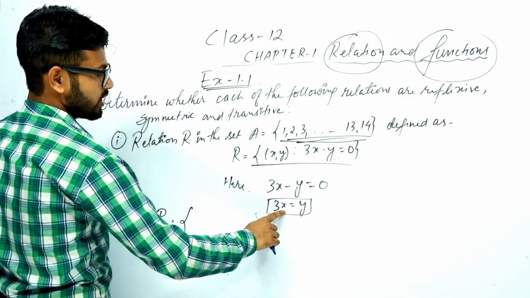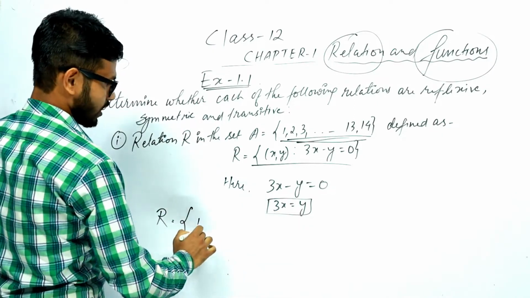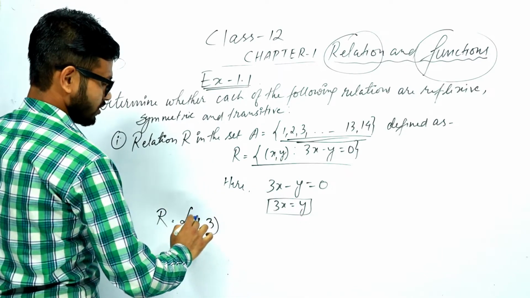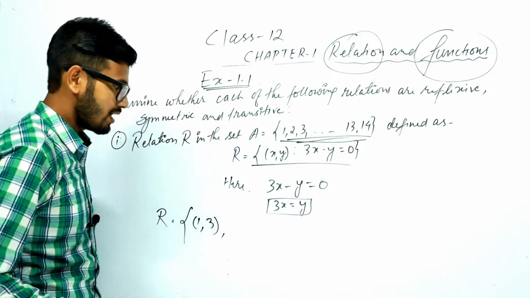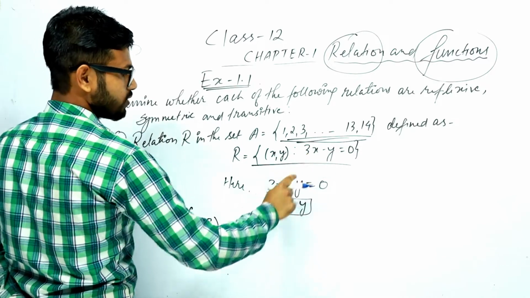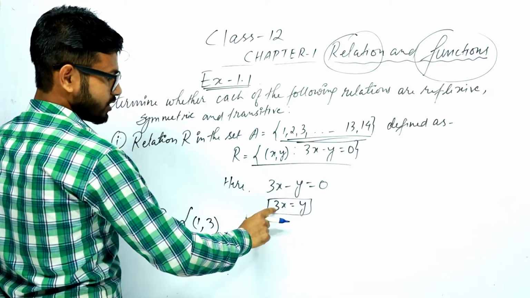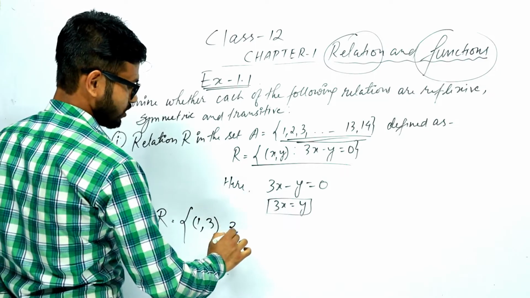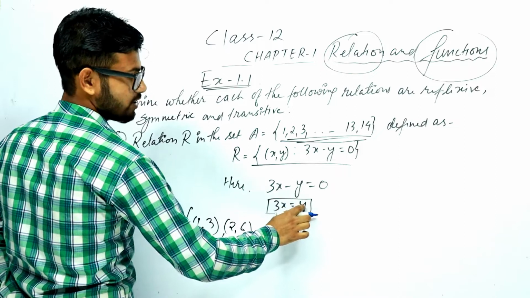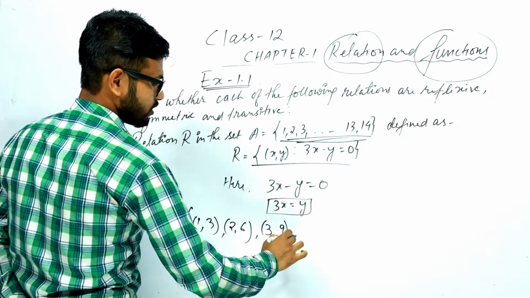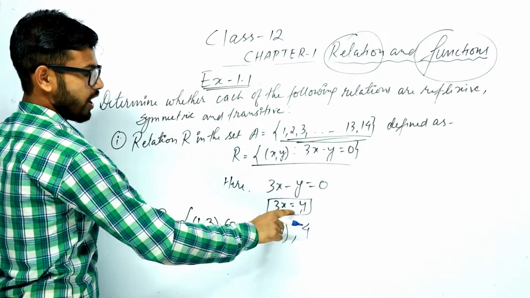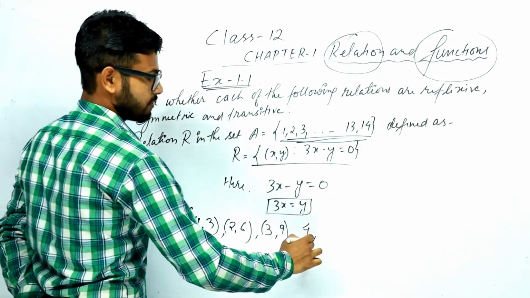Number 1. If we take x as 1, what possible value will you get for y? 3 times 1 is 3, which means (1, 3) is the first element of the relation. Now let us consider x as 2. Then 3 times 2 is 6, so y will be 6, and (2, 6). If you consider x as 3, 3 times 3 is 9, y equals 9. If you consider x as 4, what is the possible value of y? 4 times 3 is 12, that means 12.